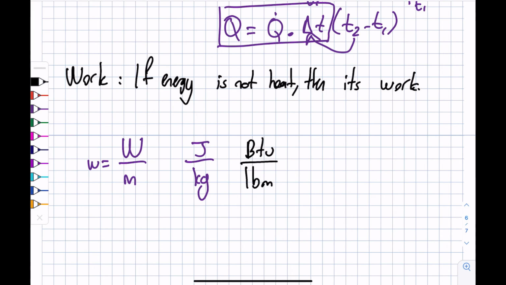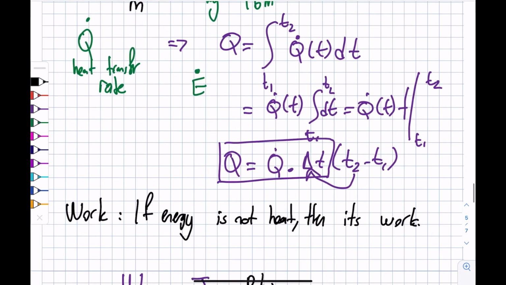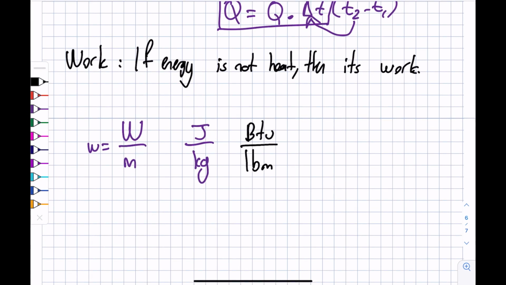I can do the same thing for the rate. Now this is called the power, W dot. In terms of units, in watts, this is joule per second, or I can have BTU per hour. Don't ask me why we are using per hour. I kind of know the reason, but I'm going to explain down the road. So same thing as up over here.